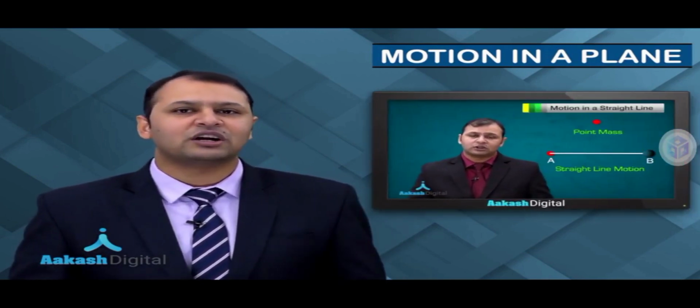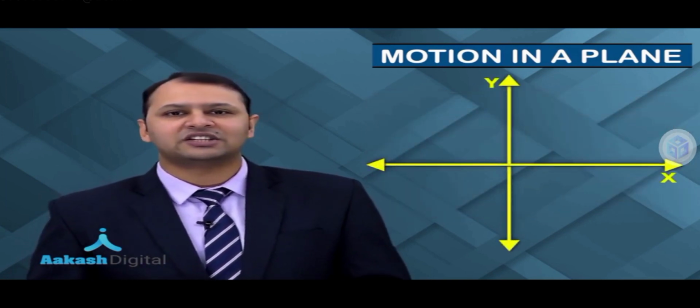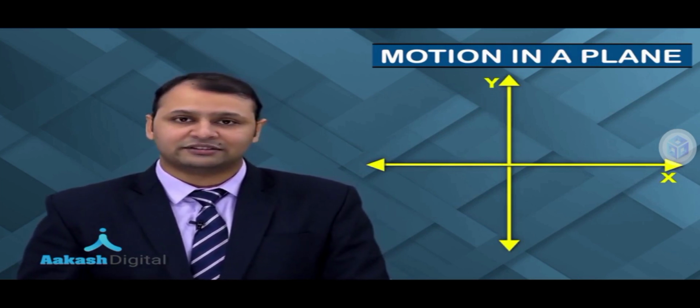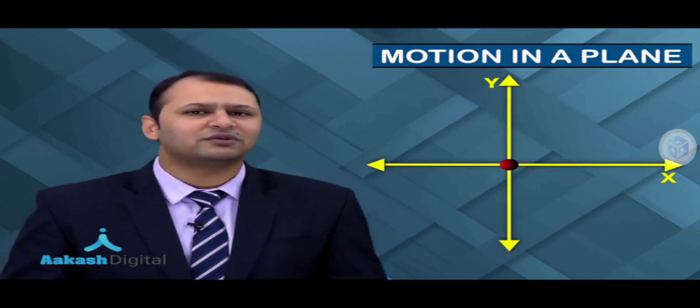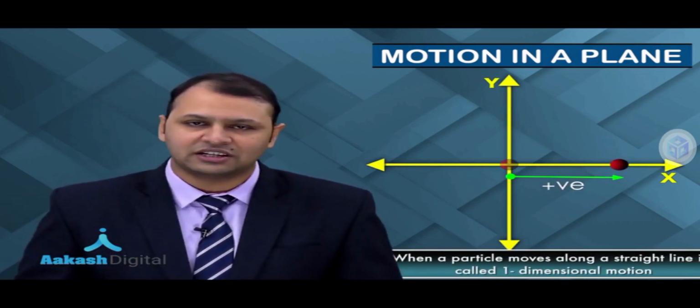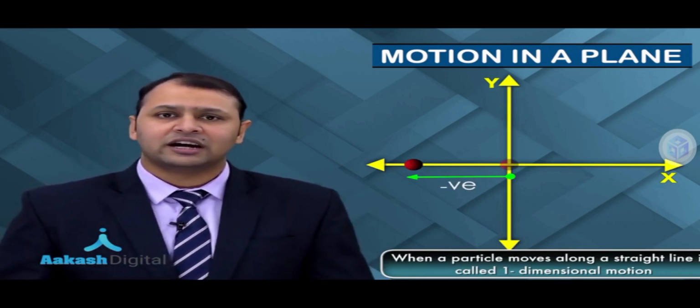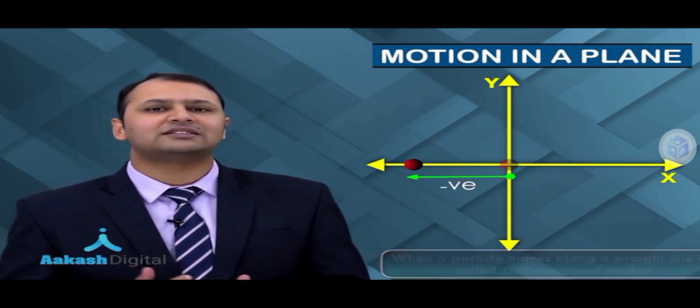Of the chapter, motion in a plane. So till now you have understood the chapter on motion in a straight line, where we dealt with particles moving along a straight line, whether forward or backward. In that case, we generally treated the direction as positive or negative. If the particle was on the right side of the origin, as you can see here, it was treated as a positive direction, and when it was towards the left side, it was treated as a negative direction, which kept our calculations very simple.